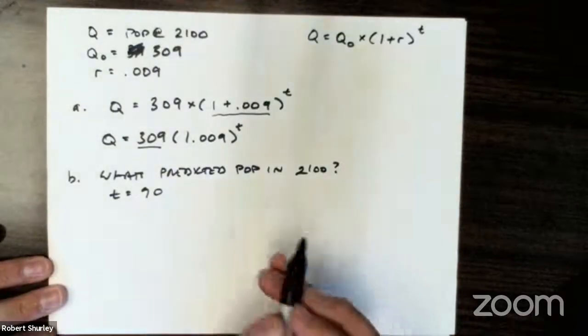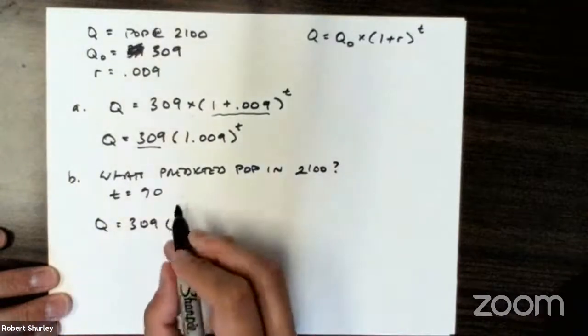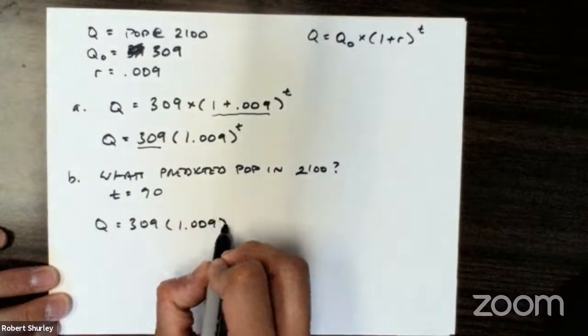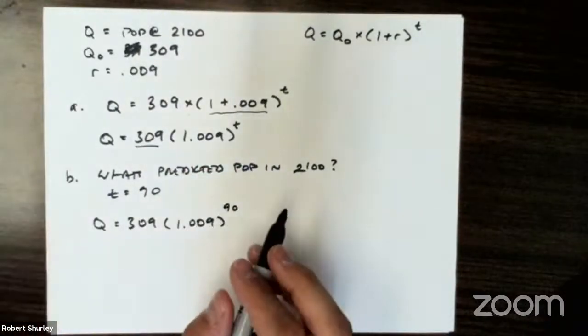So that's going to wind up being 90. So we get Q equals 309 times 1.009, right? This is just from our equation we found before, raised to the 90. Now I'm going to put that in my calculator.